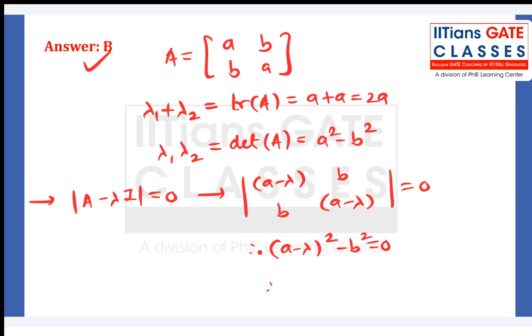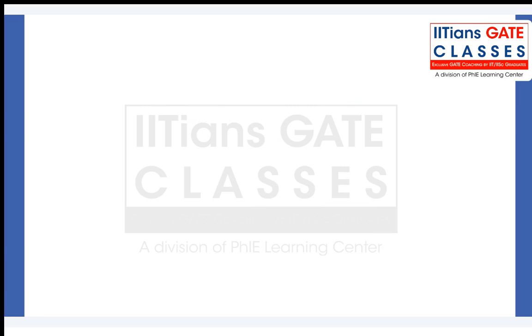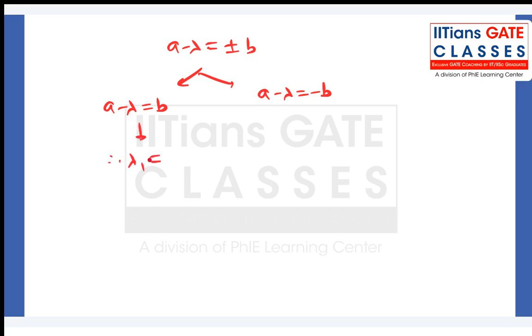That is nothing but A minus lambda is plus minus B, because you take B square on the RHS and then take the square root. So from here also you can get the answer pretty quickly. This is the condition. Let's take the first case where it is plus B, and second case where it is minus B. In this case you will get the first eigenvalue, which will be A minus B, and in the other case we will get the second eigenvalue, that will be A plus B. So this is how you get the exact eigenvalues.